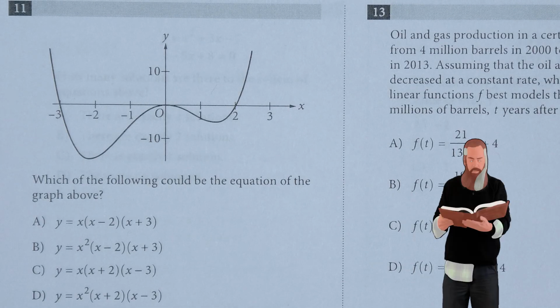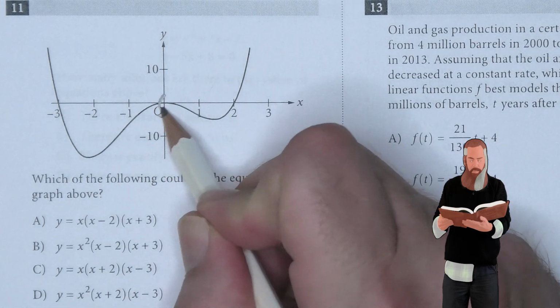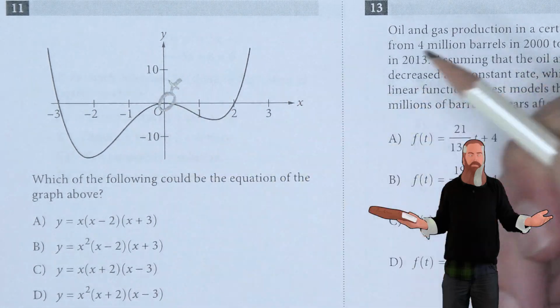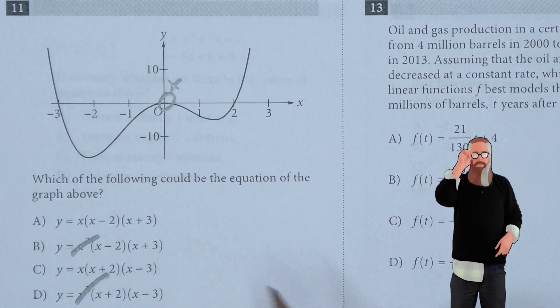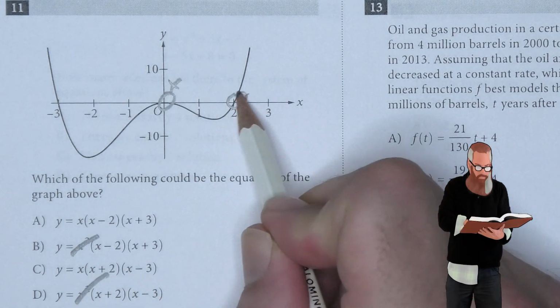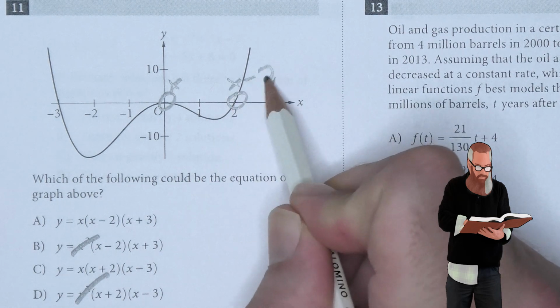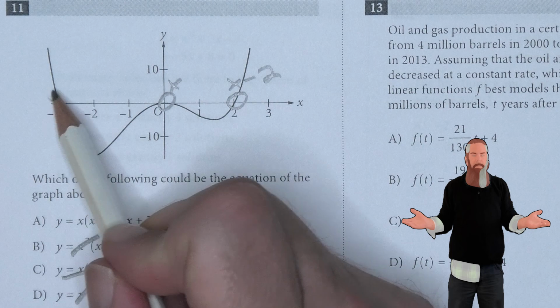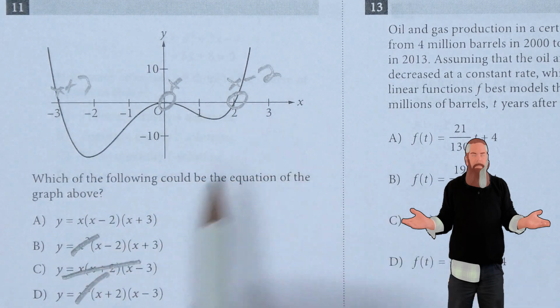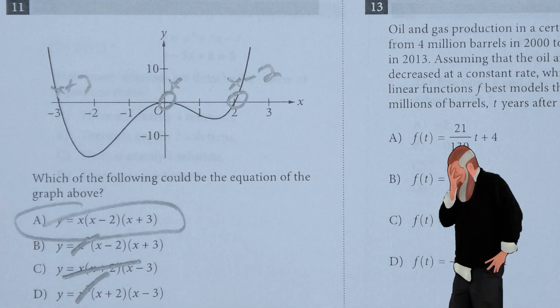Which of the following could be the equation of the graph above? For this, all we need to do is figure out where the zeros are. One of the x's is right here at the origin, which means I would have an x all by itself. I can eliminate these x squareds. Another one of these would cross at x minus 2. So if it doesn't have an x minus 2, it gets eliminated. This would give me an x plus 3, verifying that A is the answer.